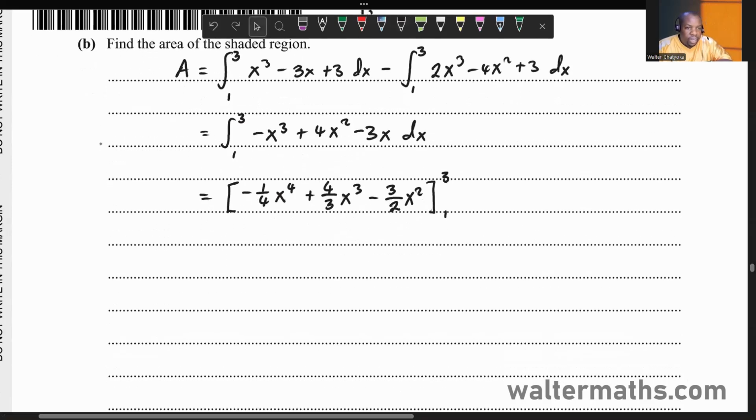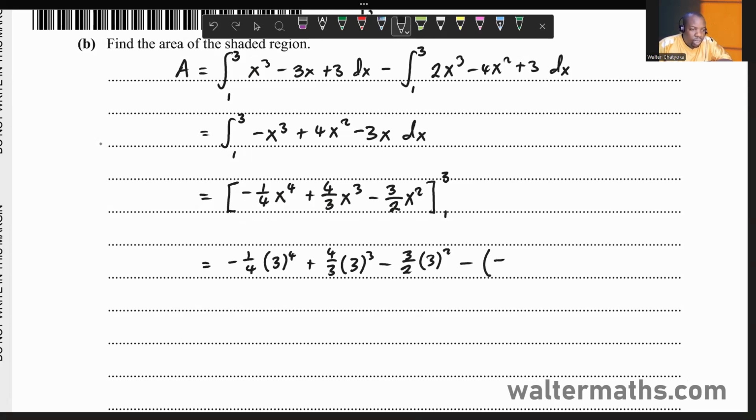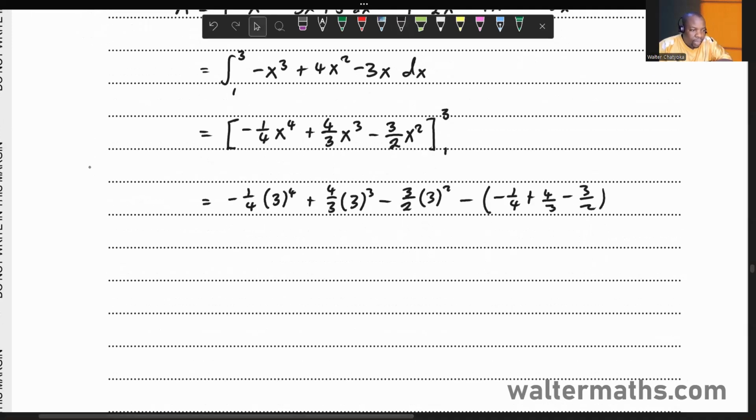All right. Now we're substituting 3: minus a quarter of 3 to the power 4, plus 4 over 3 of 3 to the power 3, minus 3 over 2 of 3 squared. And that's going to be minus, substituting 1 into this, we get minus a quarter plus 4 over 3 minus 3 over 2. Okay, so simplifying this, we get minus 81 over 4.